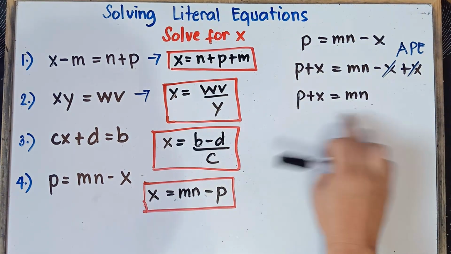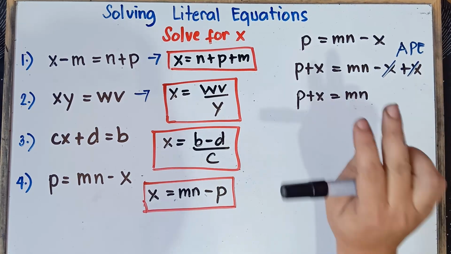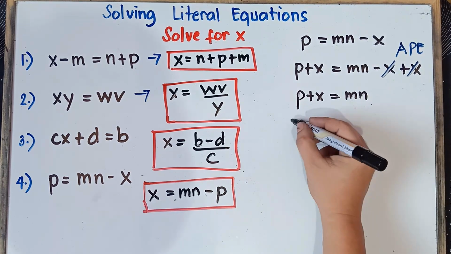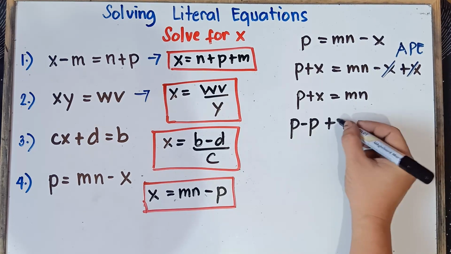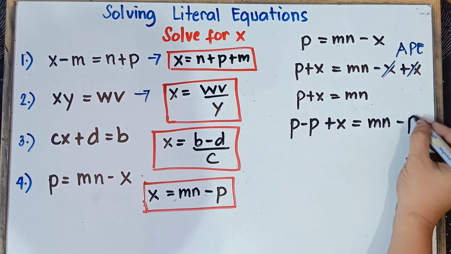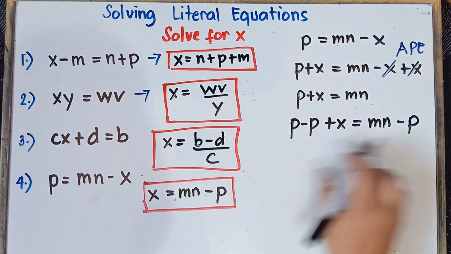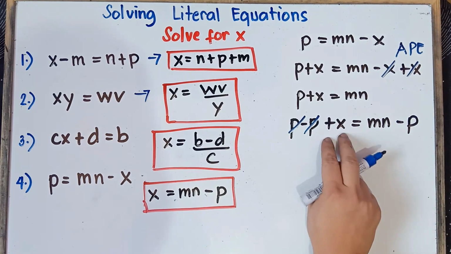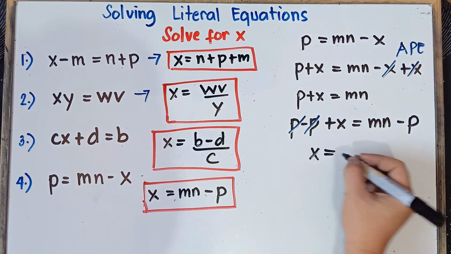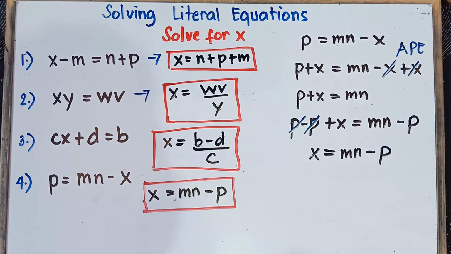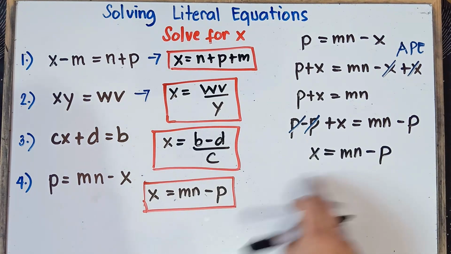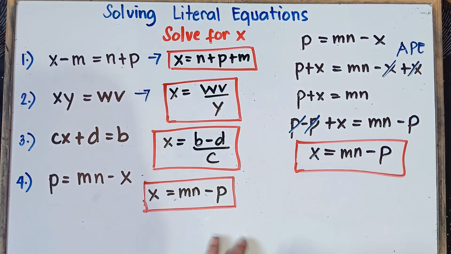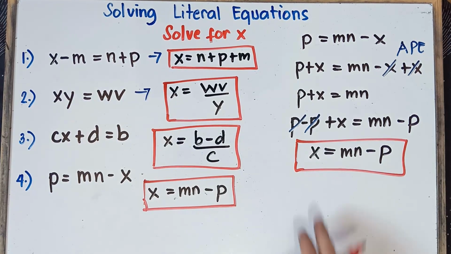And the next step, class, we can subtract both sides by P so that the remaining expression will be only x. So this will be P minus P plus x equals Mn minus P. Why do we need to subtract both sides by P? So that you can cancel this out and the remaining expression will be only x. So this will be x equals Mn minus P. You will have the same answer, class. There are many solutions to solve for x. This is the other solution.